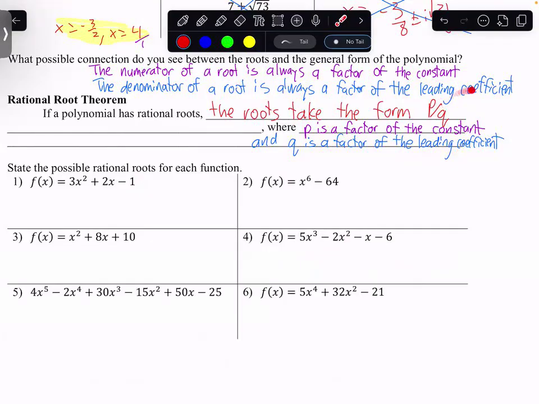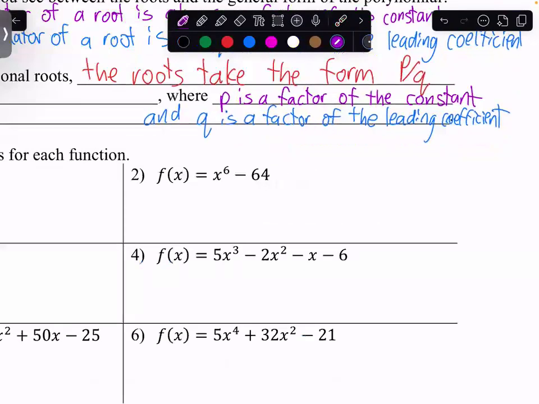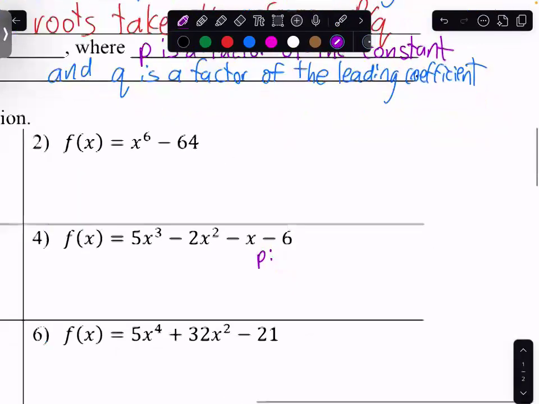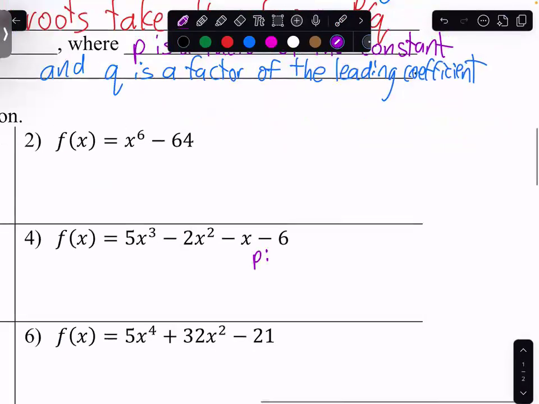Okay, so again, we're going to follow this statement that roots always take the form p over q. So p is going to be a factor of the constant, right? So here the constant is -6. Below the constant, let's list out what are all the factors of 6, right? What are all the different numbers that can multiply to equal 6? So yeah, we could do 3 and 2, 1 and 6.